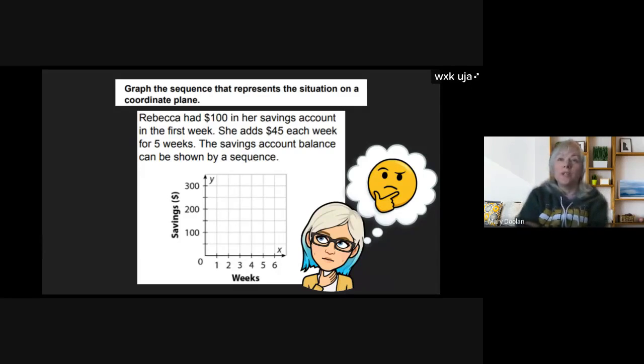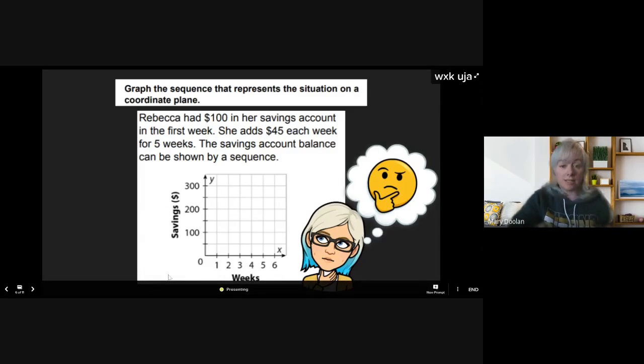So Rebecca had $100 in her savings account in the first week. She adds $45 each week, the same thing each time. This is an arithmetic sequence. When you add the same amount each time, that's an arithmetic sequence. She adds $45 each week for 5 weeks. All right, and then the savings account balance can be shown by a sequence. Yes, and so we have this graph here. We're going to graph the sequence that represents this situation here.